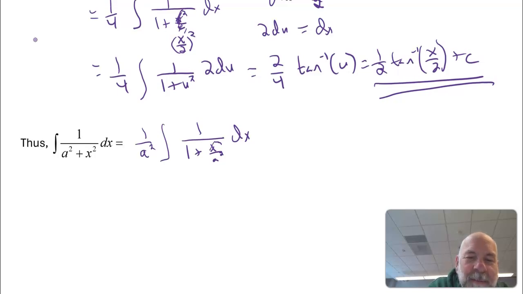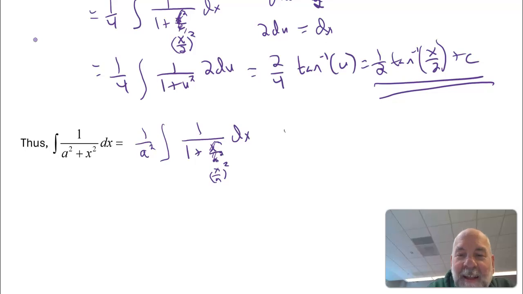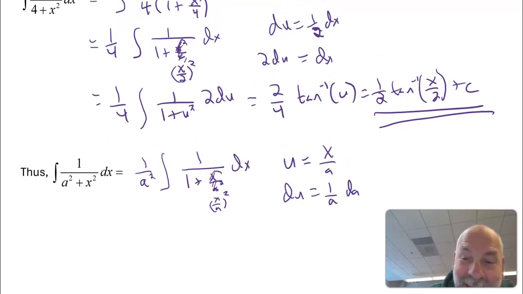Now I'm going to do the same exact thing and rewrite this as x over a, squared, just to make it easy for me to see the substitution. And so u is x over a. Remember, a is just a constant. So du is just the derivative of x, which is just 1. So it's 1 over a dx, just like we had 1/2. This would be 1 over a.